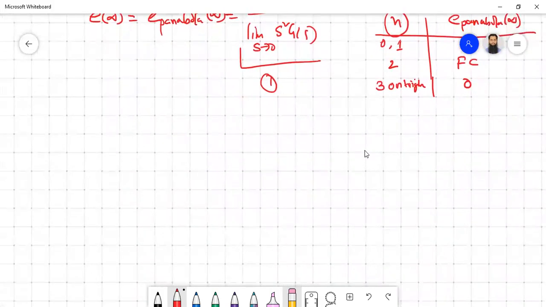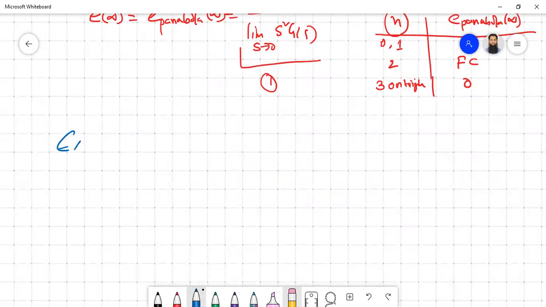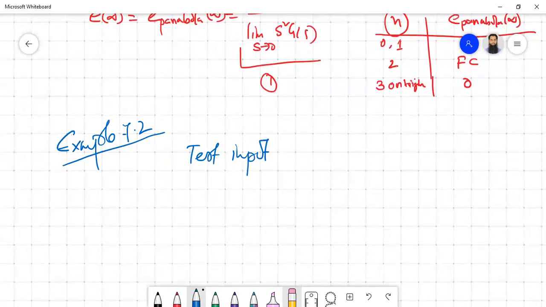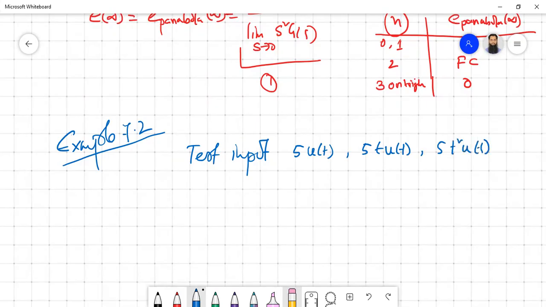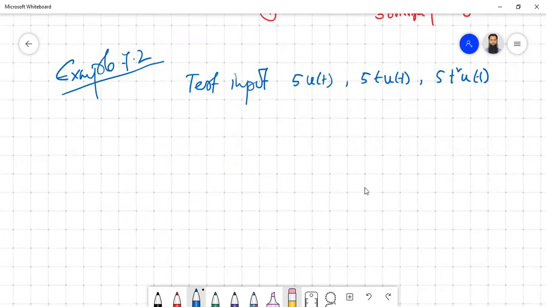Now, based on the formulas we have derived, let us solve one mathematical problem which was supposed to be the start of this class. Example 7.2. The test inputs provided to us are 5u(t), so a step input with magnitude 5, then 5tu(t), that is a ramp, and 5t squared u(t), that is a parabola. For these test inputs, we are given a negative unity feedback system, a very simple one.